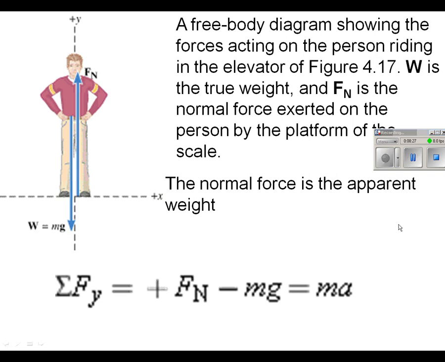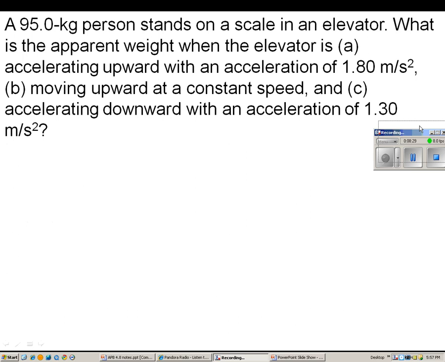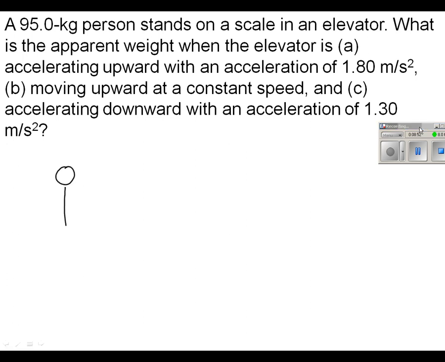So let's try an example problem. We have here a 95 kilogram person who stands on a scale in an elevator. What is the apparent weight when the elevator is A, accelerating upwards with an acceleration of 1.8 meters per second squared, B, moving upwards at a constant speed, and C, accelerating downwards with an acceleration of 1.3 meters per second squared. So let's go ahead and draw our person, and then we'll draw the forces acting on him, then we use our equation to solve this problem.